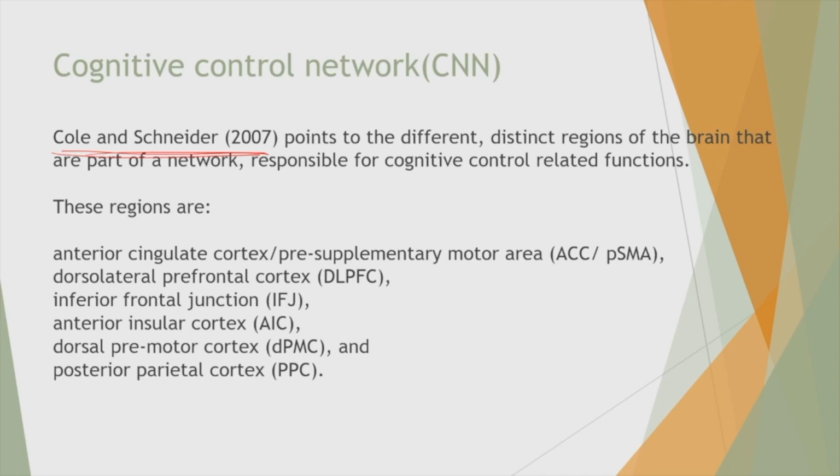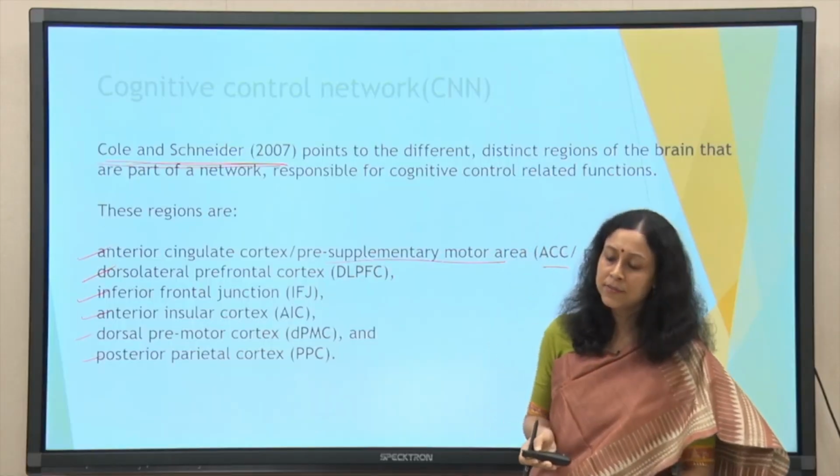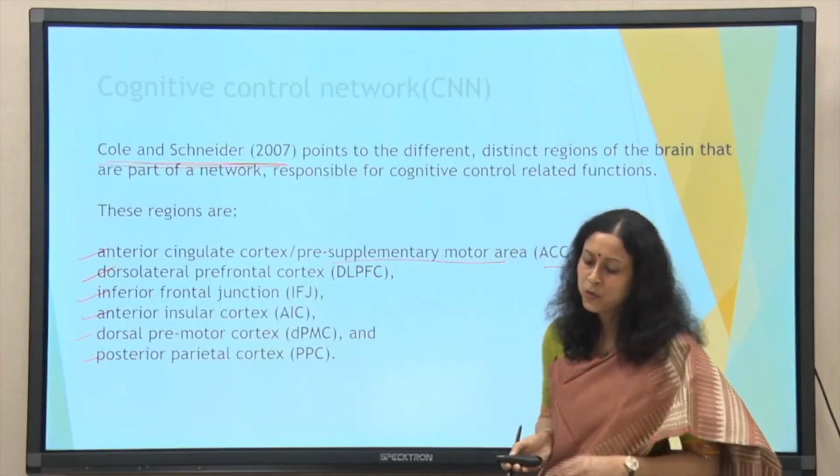These regions, as they have listed, are some of them we have already seen. ACC is there, and then there is the pre-supplementary motor area. This we have already seen. Another area is the inferior frontal junction, the anterior insular cortex, and this we have already seen, and then the posterior parietal cortex. So, these are some of the areas. Of course, it is getting updated very frequently, but this is the kind of network, the cognitive control network, that is directly connected to all the executive function mechanisms or cognitive control mechanisms in humans.